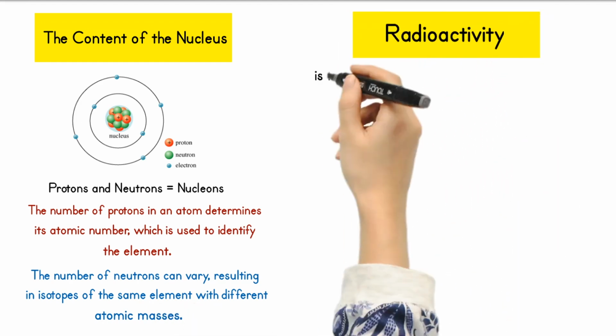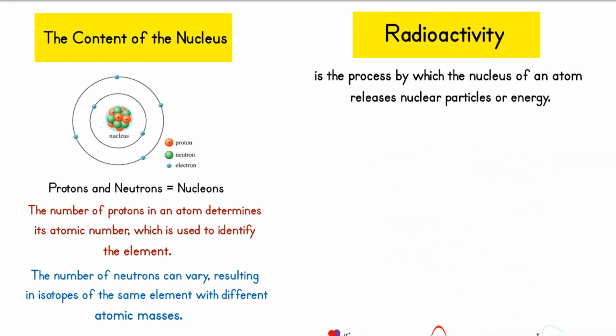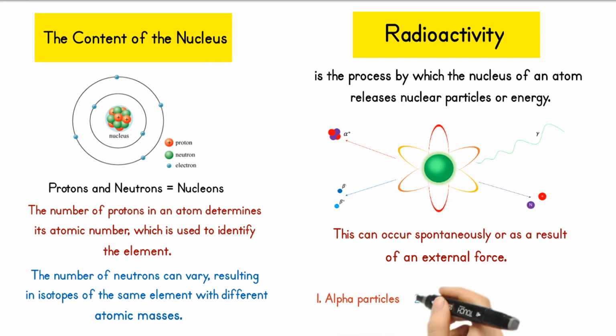Radioactivity. Radioactivity is the process by which the nucleus of an atom releases nuclear particles or energy. This can occur spontaneously or as a result of an external force. The types of radiation that can be released include alpha particles, beta particles, and gamma rays.